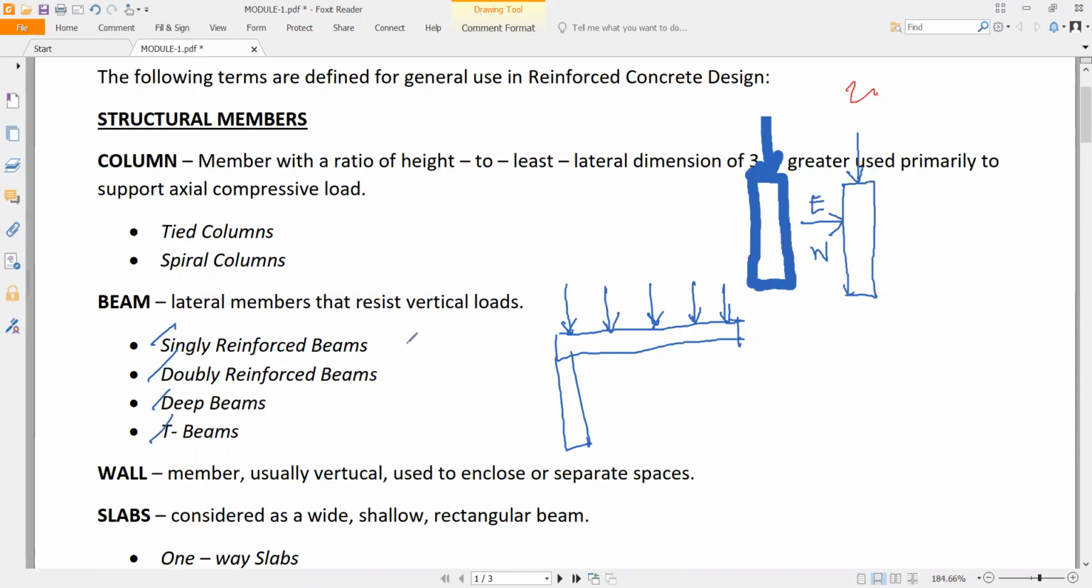For the singly reinforced beam, the beam is reinforced concrete, but our reinforcement is on the tension side only. Remember, either the top or the bottom is your tension side. At the support, our tension side is at the top. At mid-span, our tension side is at the bottom. So when we say singly reinforced, the required reinforcement is on one side only, on the tension side.